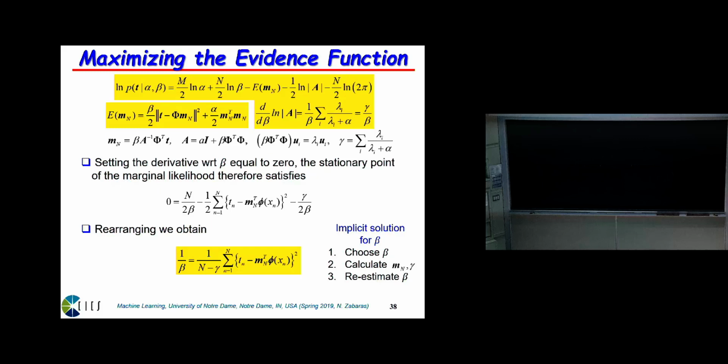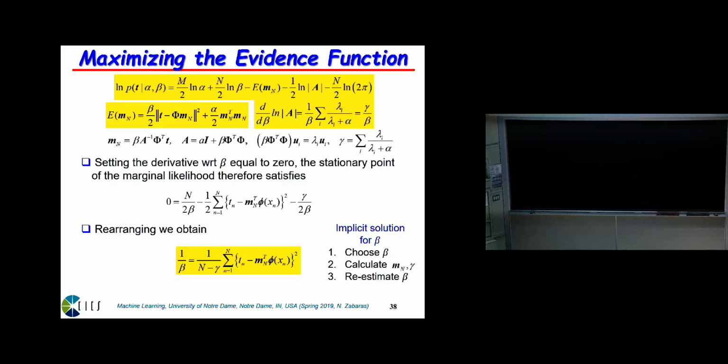There is no other, it's just rearranging terms, right? Putting things from one side of the equation onto the other. So you get basically that 1 over beta, that's the optimal beta, is 1 over n minus gamma. And then we have this mean square error that we get, how much error the regression function gives us with respect to the target values here.